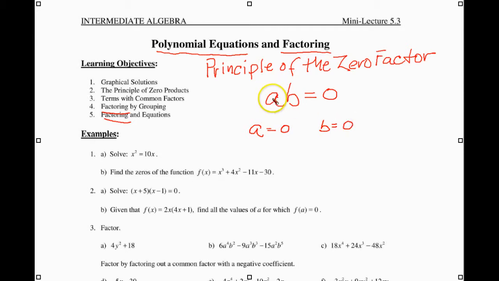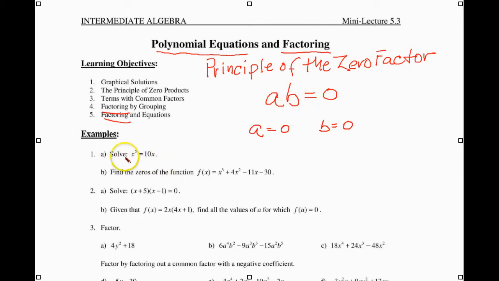Because if A is 0, 0 times B is 0. And if B is 0, 0 times A is 0. The principle of the zero factor. In order for this to be true, either the A or the B has to be a 0. Okay? Now, in order to do this, there are some maneuvers we have to do.